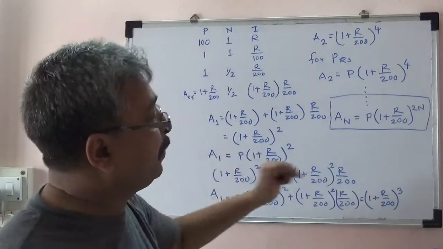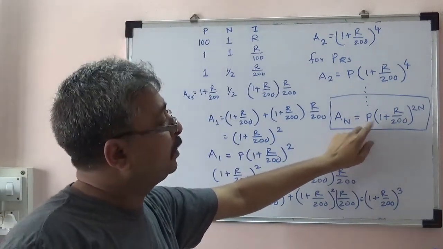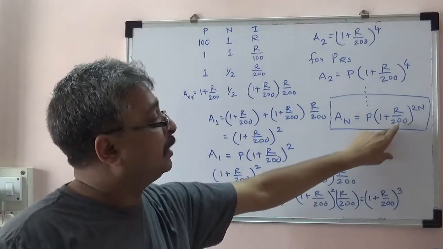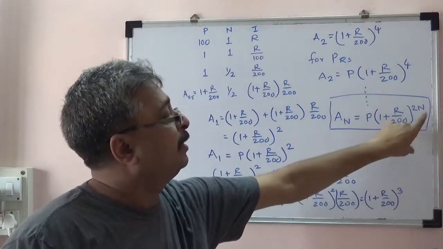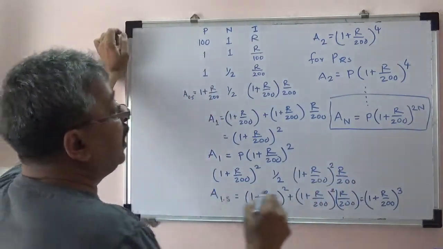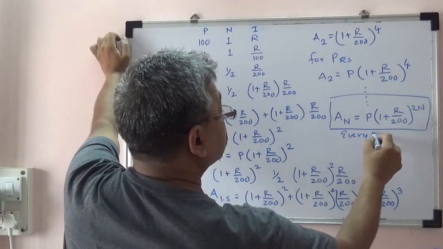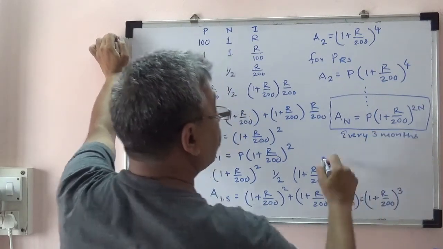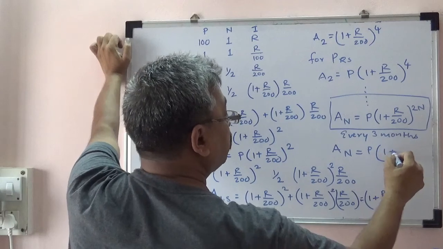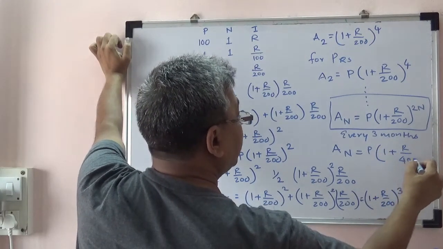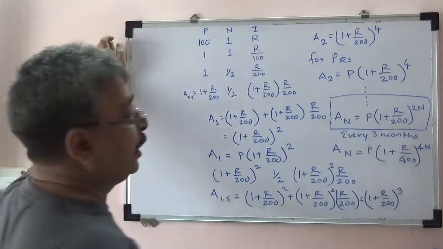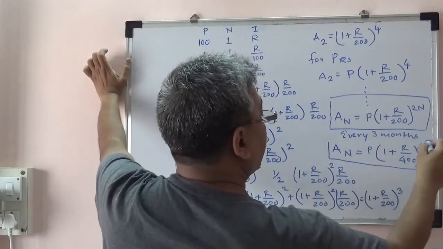Now, when we compare these two, when I compounded yearly, the denominator was 100 and the power was n. When I compounded half yearly, the denominator becomes 200 and the power becomes 2n. Therefore, now, if I compound every 3 months, my formula for the amount after n years should become P inside bracket 1 plus R upon 400 raised to 4n.